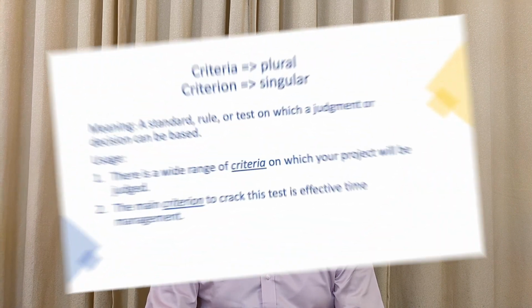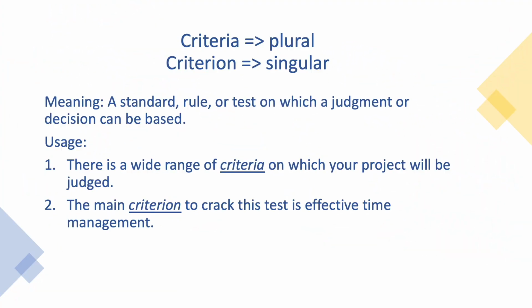Now let's look at the usages of these two words. The meaning is a standard, rule, or test on which a judgment or decision can be based. The usages are: there is a wide range of criteria on which your project will be judged. Since there is a wide range, we have used the word criteria. Usage number 2. The main criterion to crack this test is effective time management. Now, since we are talking about just one, the main, which means just one criterion, hence we have used the word criterion, which is the singular form.